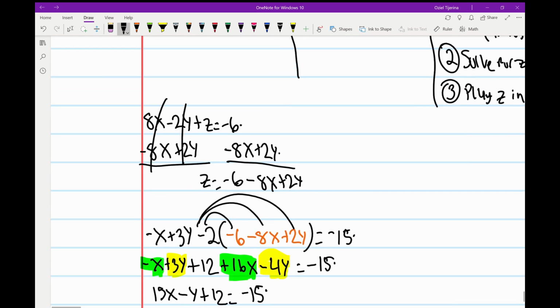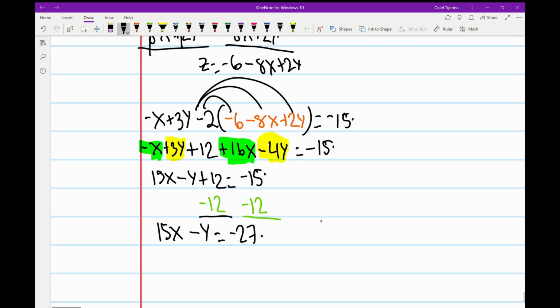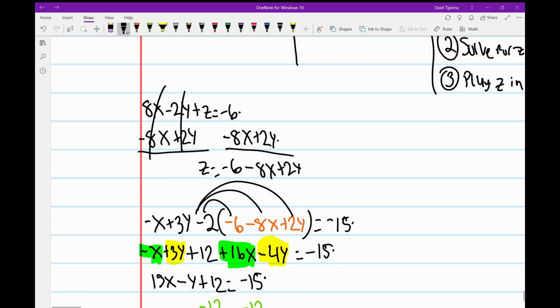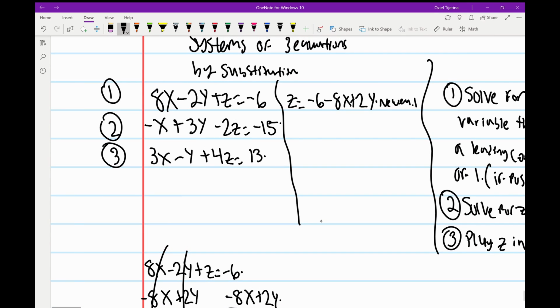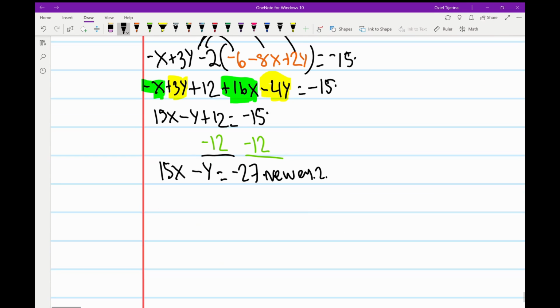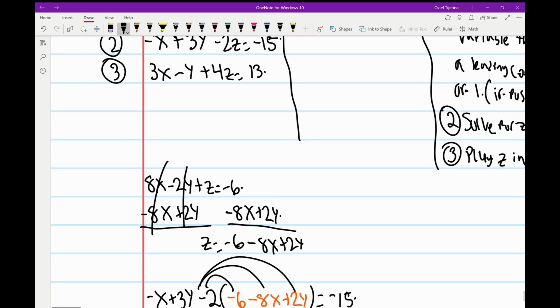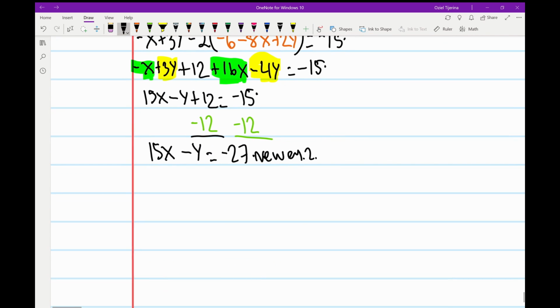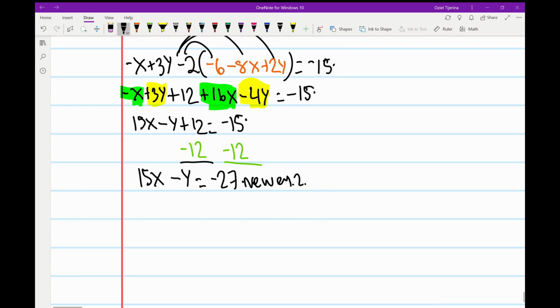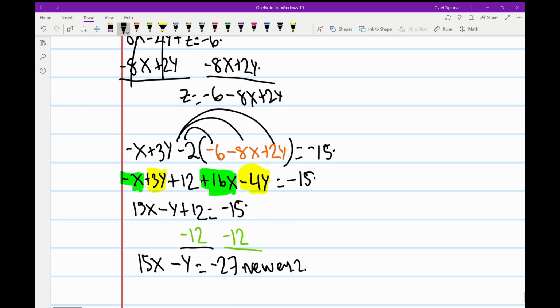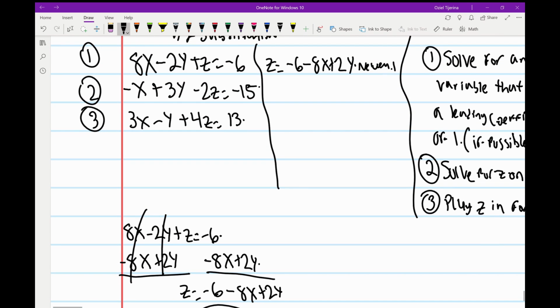Now let this be new equation 2. Because remember, we just plugged z in to this equation, okay? So this is going to be your new equation 2. And then, so we have 15x minus y equals negative 27.